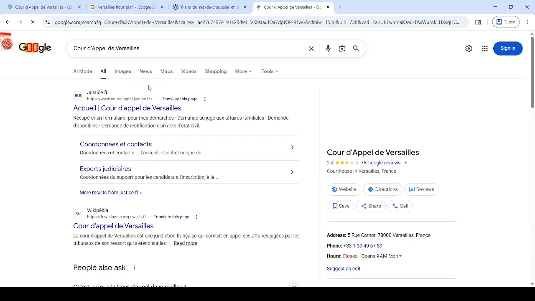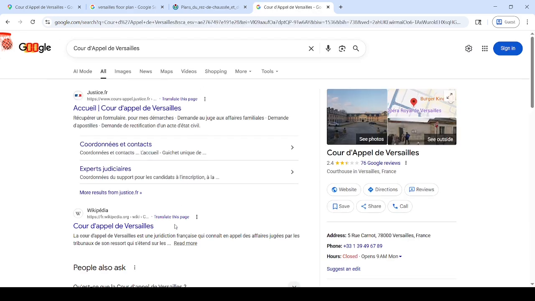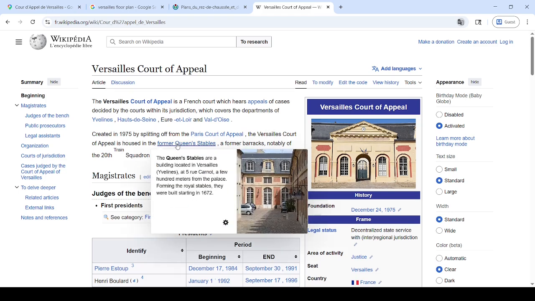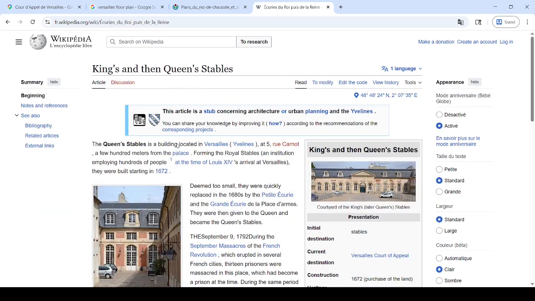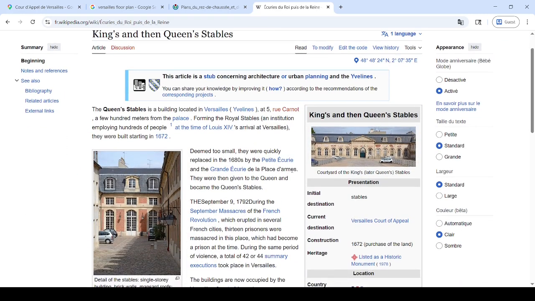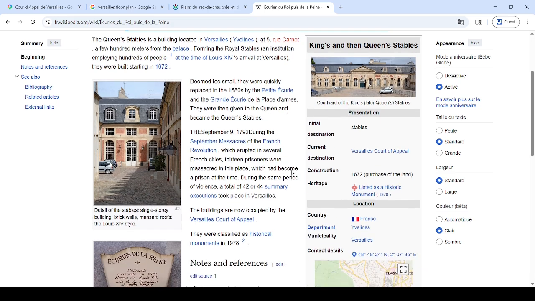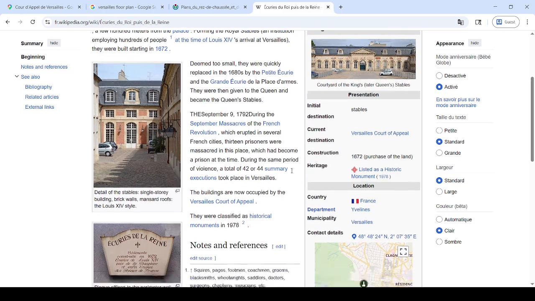So if we take a look and just Google what it is, there we go. We get just a little bit of history, but it also tells us what the building is. It's the former Queen's Stables. Now, this is actually on French Wikipedia rather than English Wikipedia, but when you're on Google, it has a nice little handy translate function. And see, here we can get a little bit more history on the building, a couple of pictures.